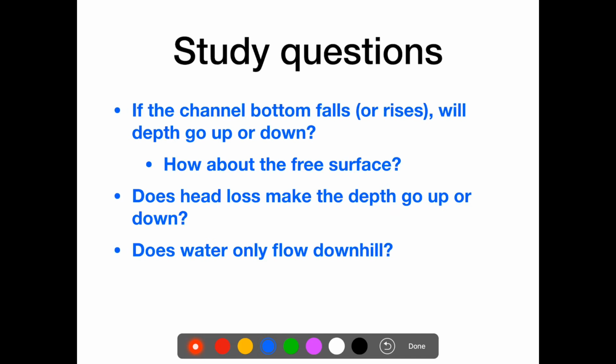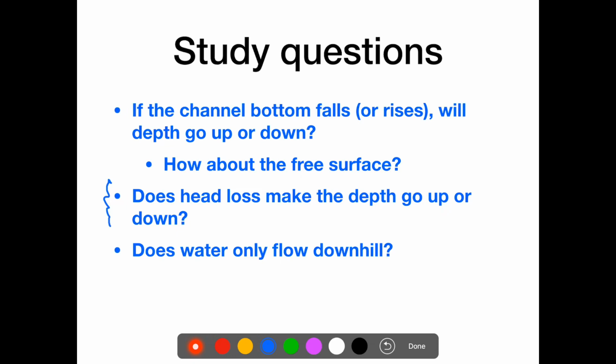Okay, so a couple of questions you can think about. I'm not going to answer them now, but they help you to understand this a little better. If you can explain them, feel free to email me. If the channel bottom falls or rises, will the depth go up and down? And what about the free surface? And like many good questions, the answer really is it depends. And so I'm hoping that you can think about it depends on what. Does head loss make the depth go up or down? And I guess that would be another one where the answer depends.